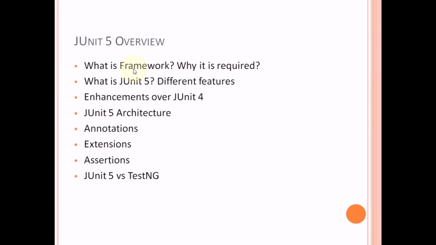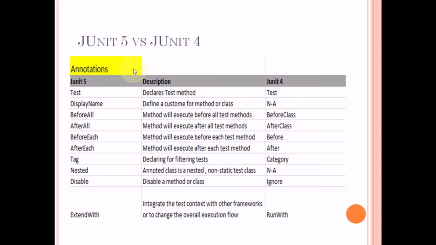Thank you. As part of the course, today we are discussing annotations. In JUnit 5, we have different annotations like test, display name, before all, after all, before each, after each, tag, nested, disable, extend with. We have a number of different annotations. Today we are going to discuss lifecycle annotations. Let's have a look at the lifecycle annotations. Later we'll start the coding.